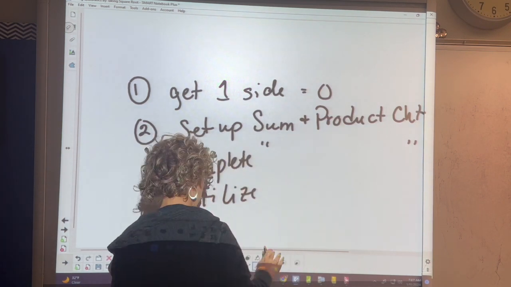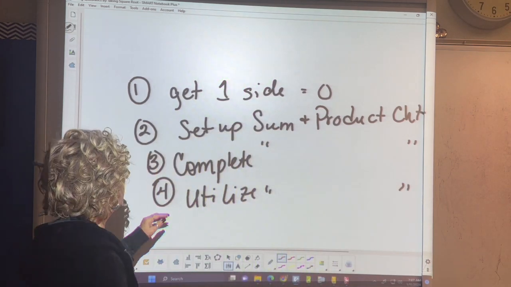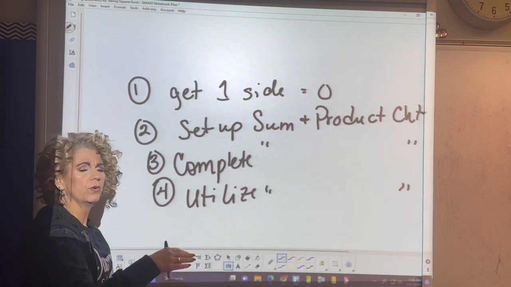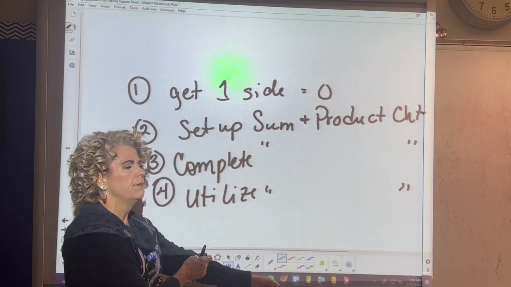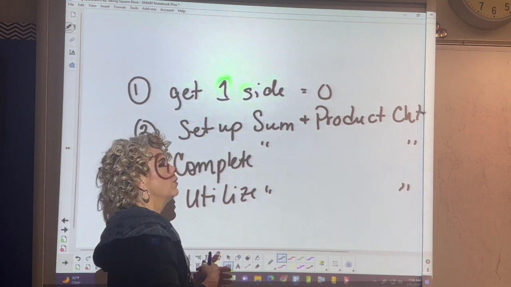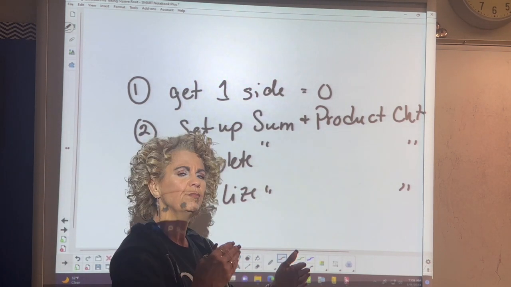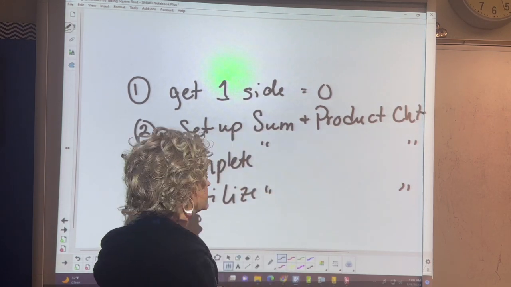We're going to utilize the sum and product chart. What we do today is simple. I realize it may be boring, it may be slow, but we need to make sure we understand. We are not yet going to complete the factoring. We will do that in the next lesson.